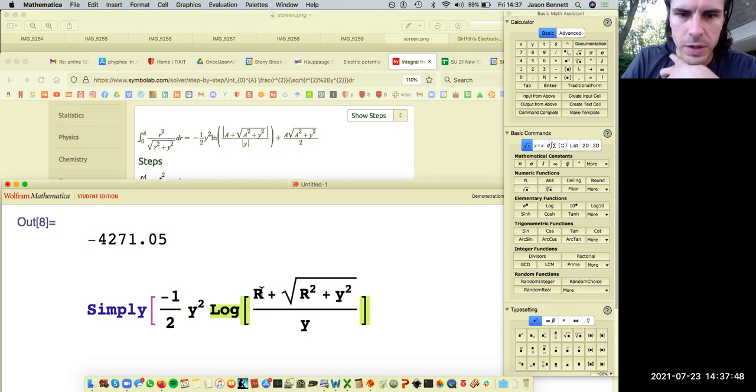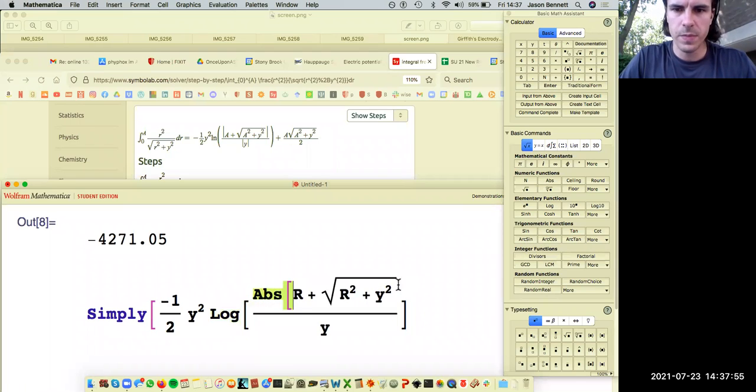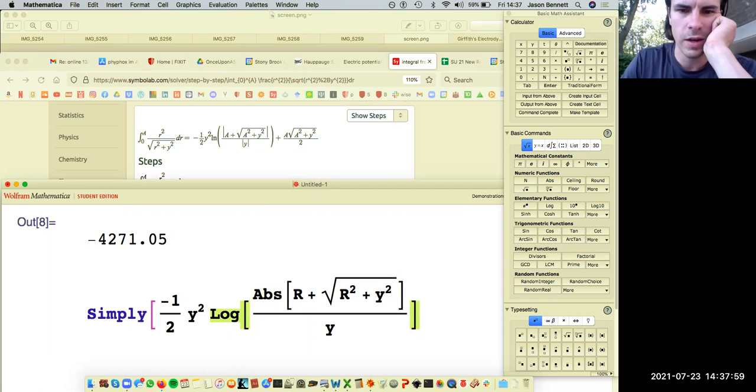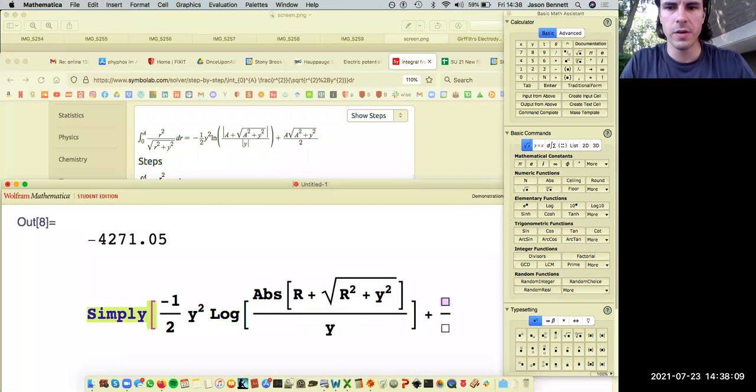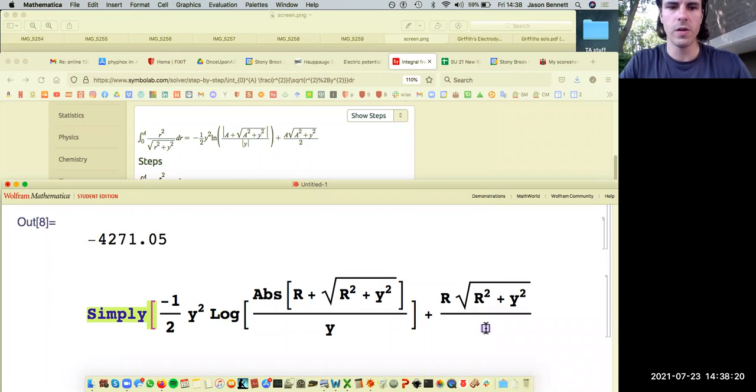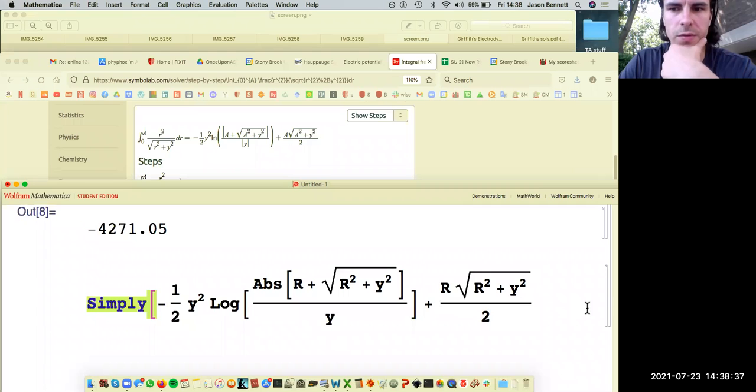Oh wait, there's an absolute value. So maybe I should include that. It looks important. Yes, so absolute value around that whole quantity right there. Actually, no, there's no way that's important because those are both positive numbers. Whatever. Okay, so log of that plus another fraction, r times another square root of this thing, over 2, right? Okay, so that's a negative. Let's just fill that out here because it looks nicer. Negative 1/2 y squared log r plus square root r squared plus y squared, blah blah blah. Okay, let's see what this gives us. We have to close it.